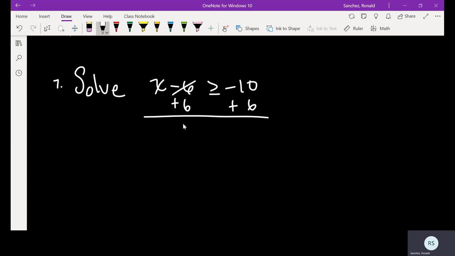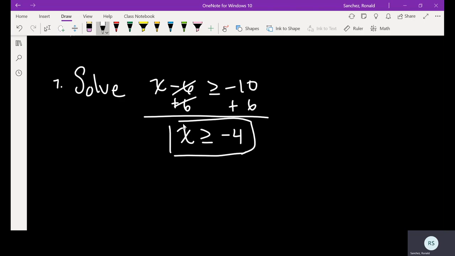Now, when I add 6, this negative 6 and this positive 6 cancel each other out, and I am left with negative 10 plus 6. Well, negative 10 plus 6 is actually negative 4. And we're done. Our solution set is all values that are greater than or equal to negative 4. But let's think about that very quickly.